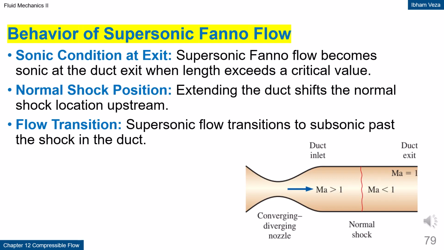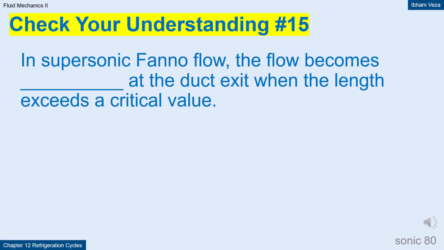Behavior of supersonic Fanno flow. If the duct is long enough, a supersonic flow will reach sonic conditions at the exit. If the duct is extended further, a normal shock will be pushed upstream. After passing the shock, the flow becomes subsonic. The combination of friction and shock produces a complex property distribution. This phenomenon is important in the design of high-speed piping systems. In supersonic Fanno flow, the flow becomes sonic at the duct exit when the length exceeds a critical value.